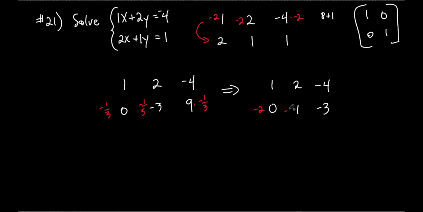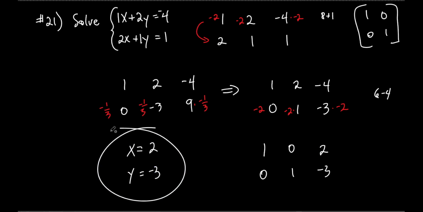Negative 2 times 0, negative 2 times 1, negative 3 times negative 2. Let me finish this off really quick. So watch. This is, let's make this white. Negative 2 times 0 is what? 0 plus 1 is 1, right? So the bottom doesn't change. What's this? Negative 2 times 1 is negative 2 plus 2 is 0. Let's do this. Negative 3 times negative 2 is 6. What's 6 minus 4? That would be a 2. What's your answer? What's x equal to? 2. What's y equal to? Negative 3. You're done.